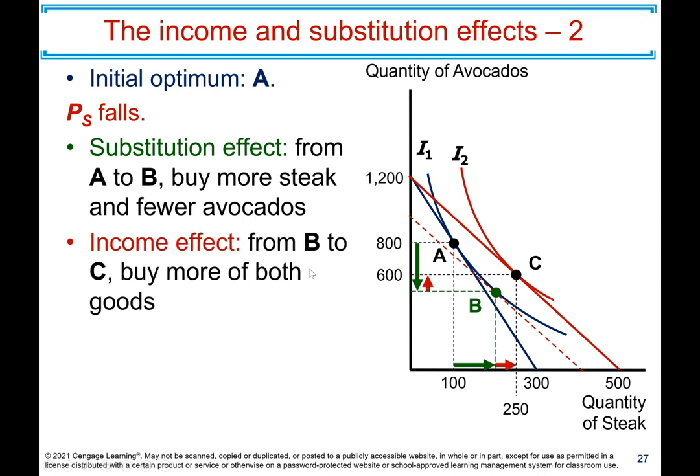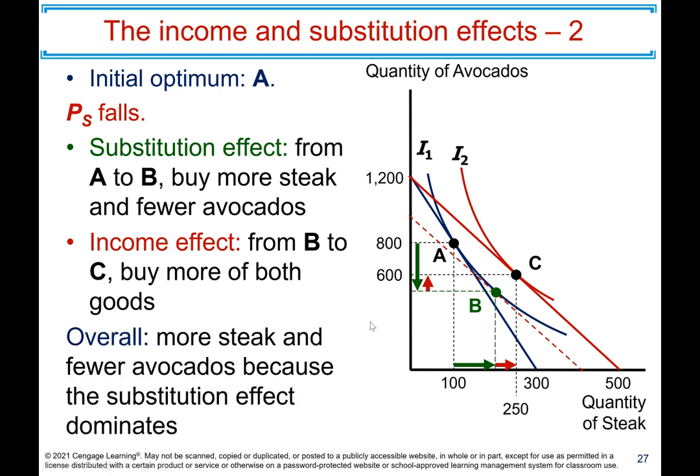What is the income effect? From B to C. B to C is a shift. Income effect is a shift from one budget constraint to a new budget constraint. Substitution effect is a movement along an existing indifference curve. Overall, more steak and fewer avocados because the substitution effect dominates.